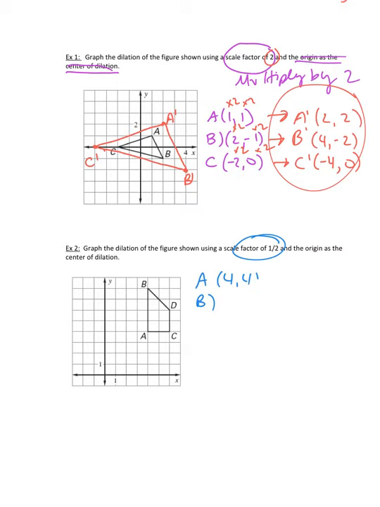B is at 4, 8. C is at 6, 4. And D is at 6, 6. So we're going to multiply everything by 1/2. And remember, when you multiply by 1/2, you're really dividing by 2.